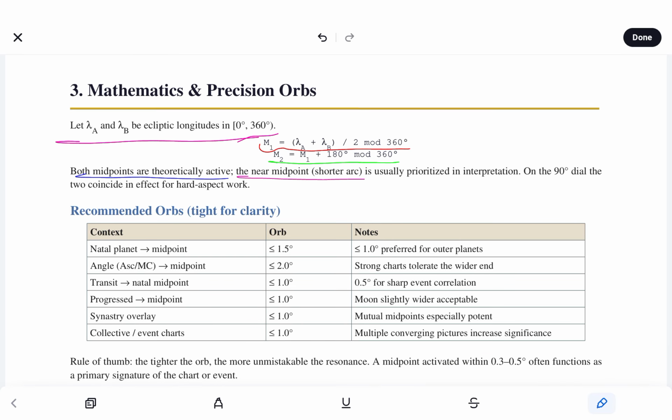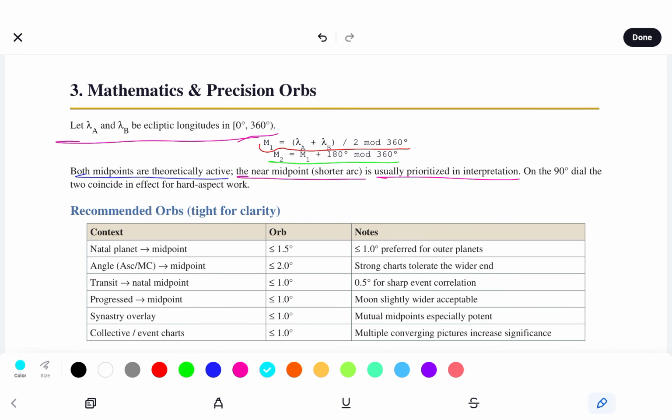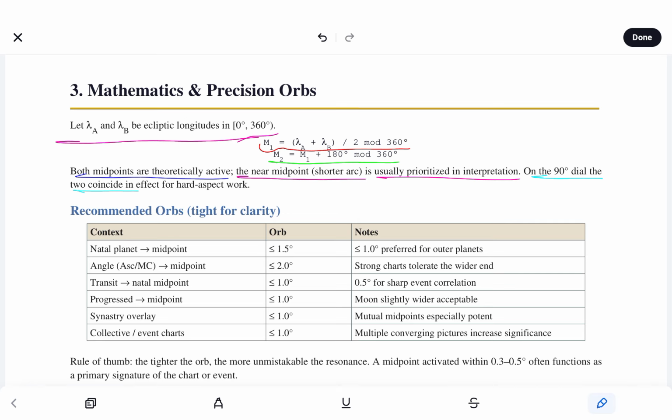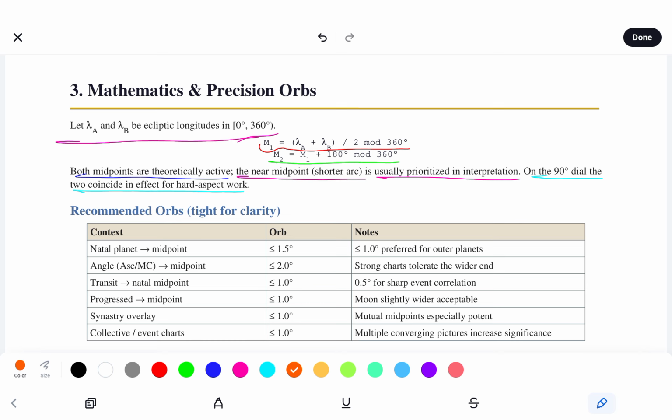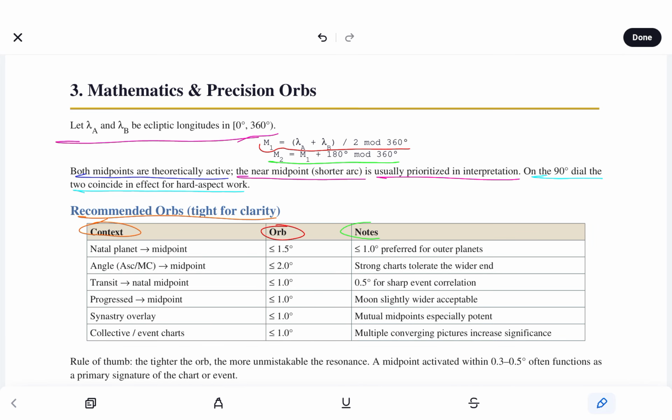The near midpoint, the shorter arc, is usually prioritized in interpretation. On the 90-degree dial, the two coincide in effect for hard aspect work. These are recommended orbs, tabulated for clarity. We're going to look at the context as well as the orb and notes.